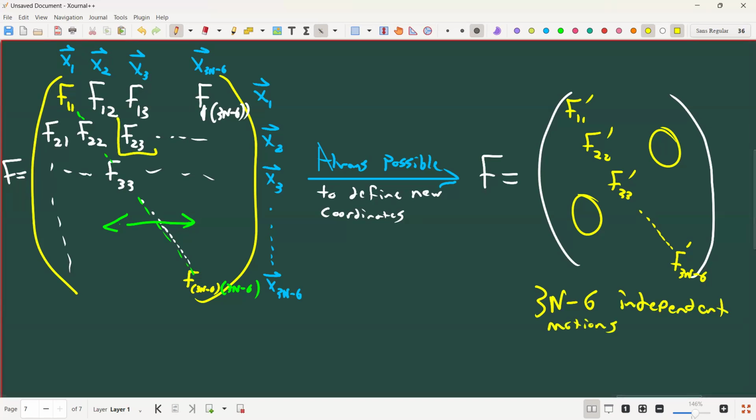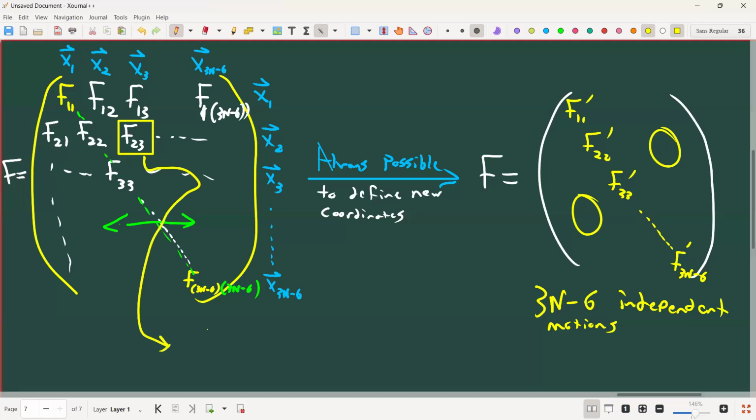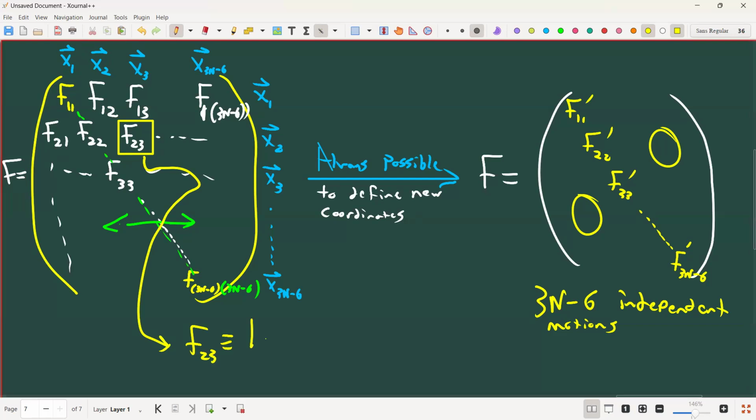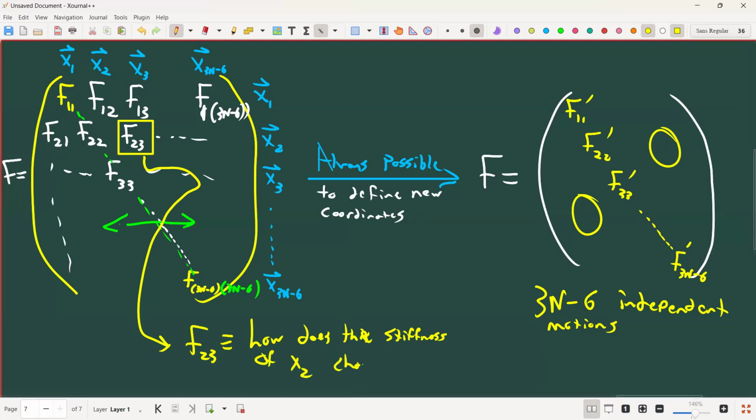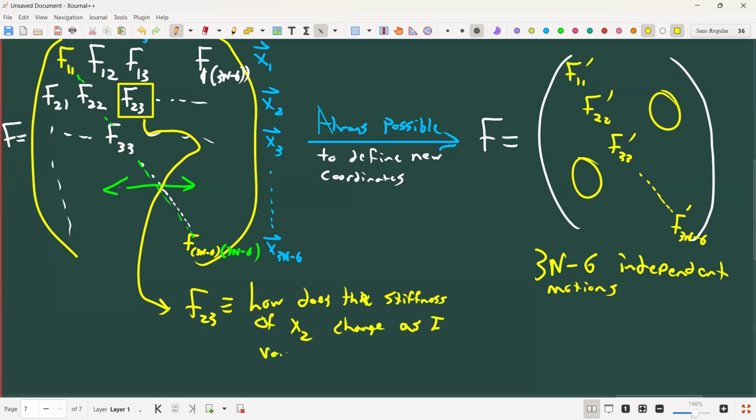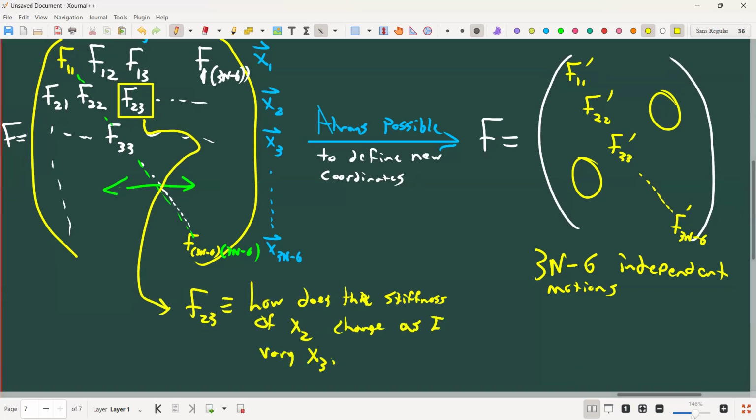I'll just write here just as a note. How does the stiffness of x2 change as I vary x3? Right? Remember, that's not what we want. We don't want everything to be dependent on each other. So we're going to choose, and it's always possible for us to choose a set of coordinates where there are no dependencies on all the different coordinates. Right? They're all independent. One does not affect the other.